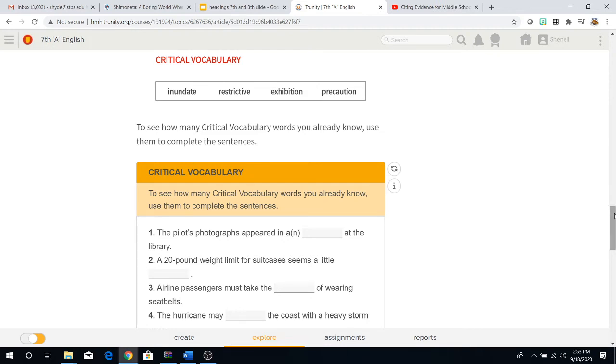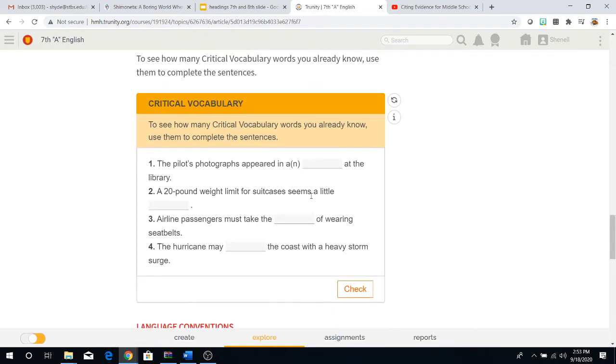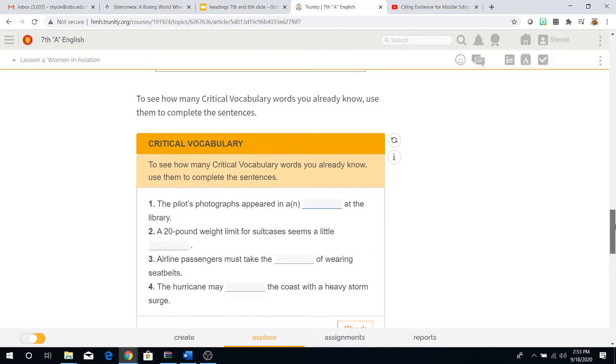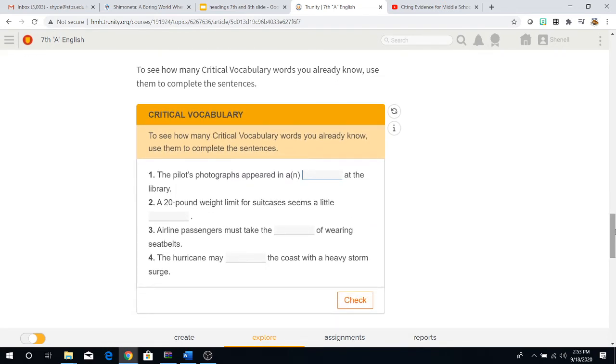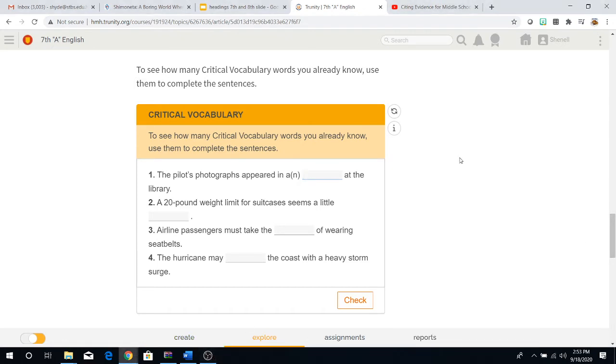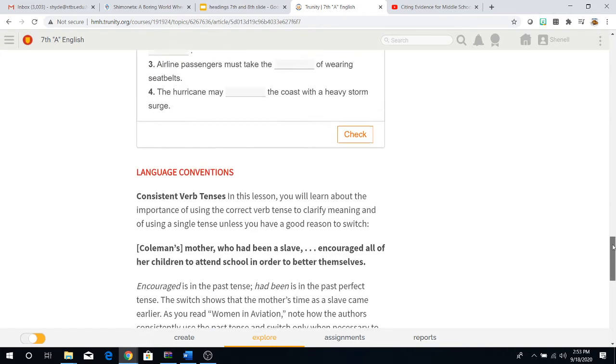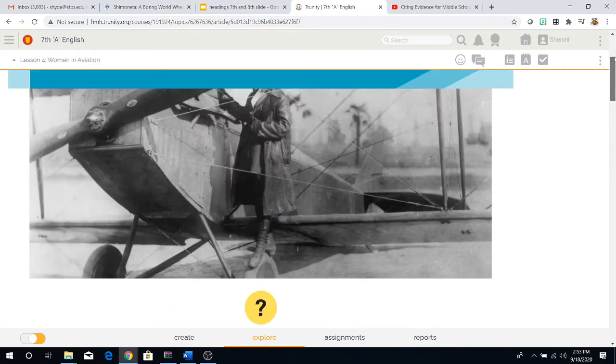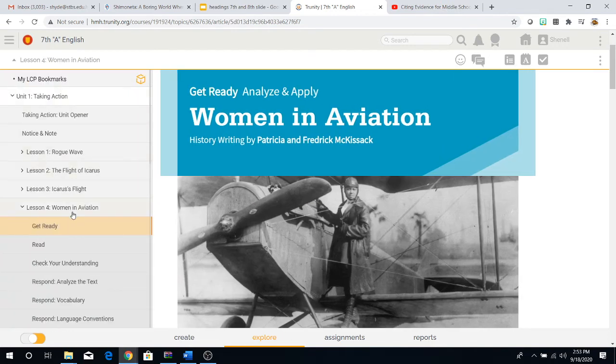So the idea behind doing this is that you can get to understand what the words mean. So what you're going to do is write the words in these spaces like this. And when you're done, you're going to check to make sure that they're correct. This is one way that we're going to be using our online website to better understand what we're reading about.